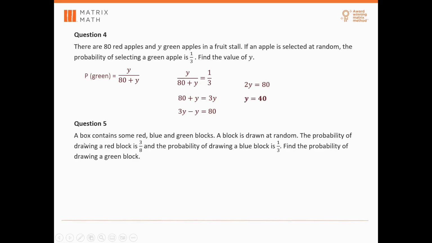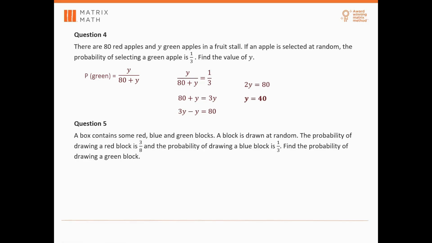Now for question 5, a box contains some red, blue, and green blocks. A block is drawn at random. Probability of drawing a red is 3/8. And the probability of drawing a blue is 1/3. Find the probability of drawing a green.